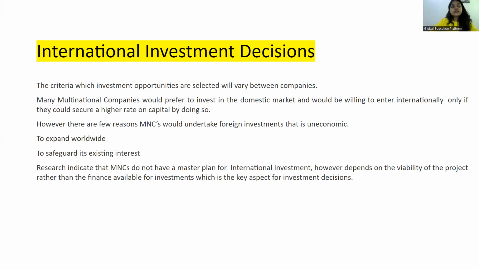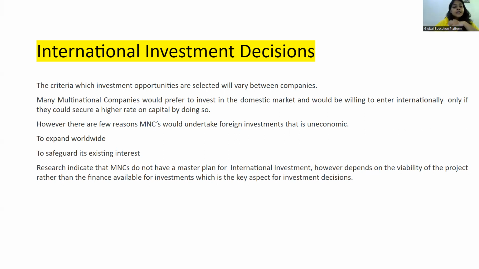What they're trying to say here is that the investment opportunities selected will vary between companies, because one organization may tend to invest on a larger scale, whereas the other, company B, will tend to invest on a smaller scale. So depending on the criteria, the theories and the tools used would also differ.